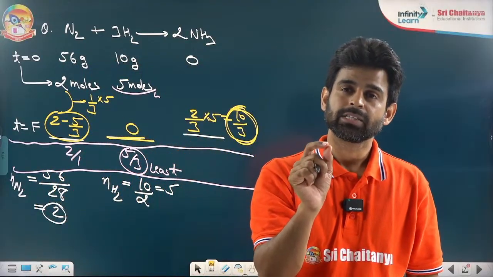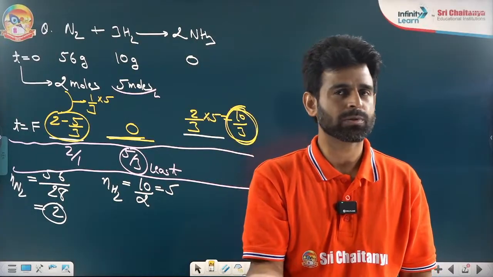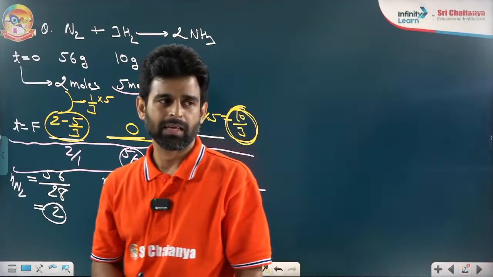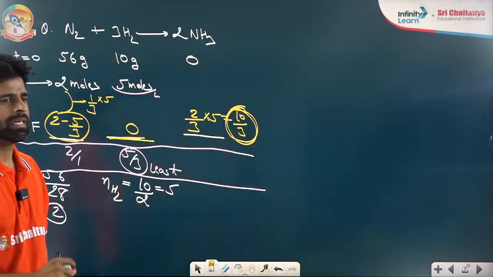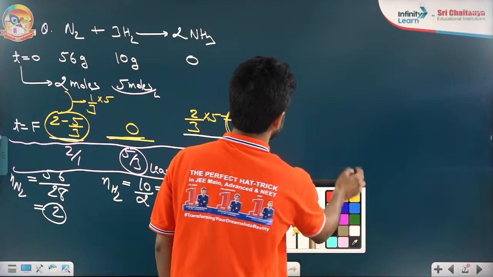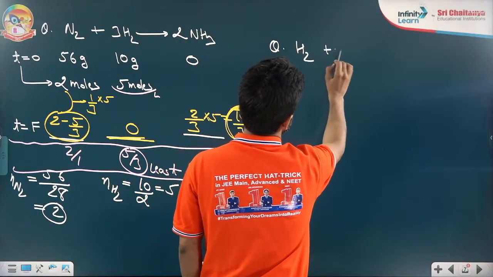My main concern is to first convert weight into moles and then apply the shortcut to get the limiting reactant. I hope we are clear here. I am giving you the same one more question. Let us see.